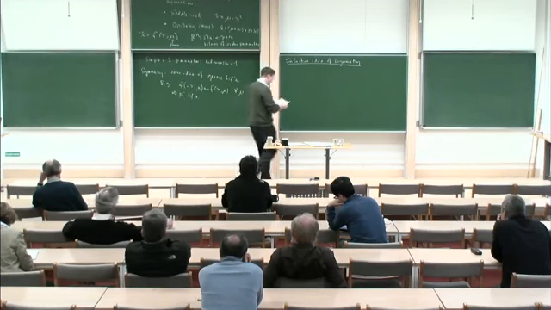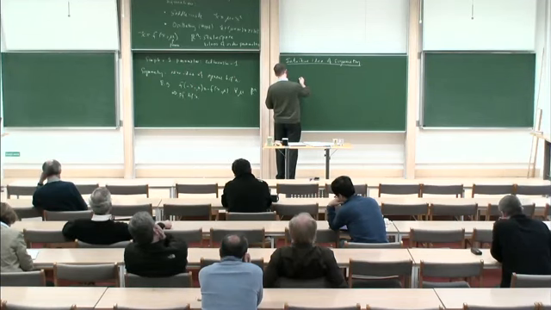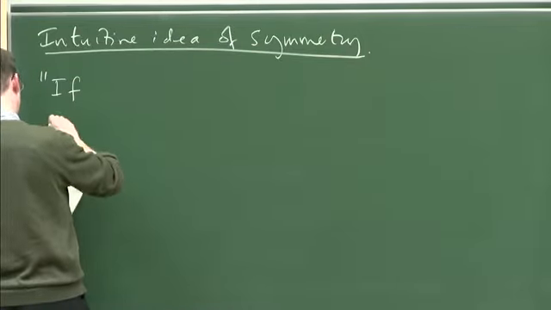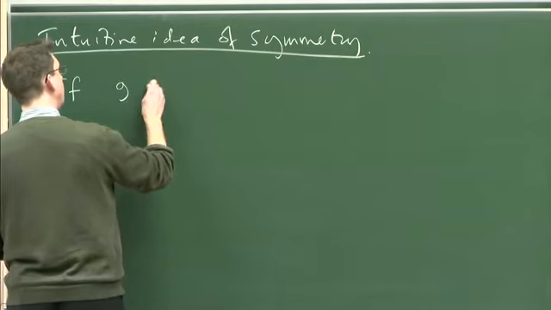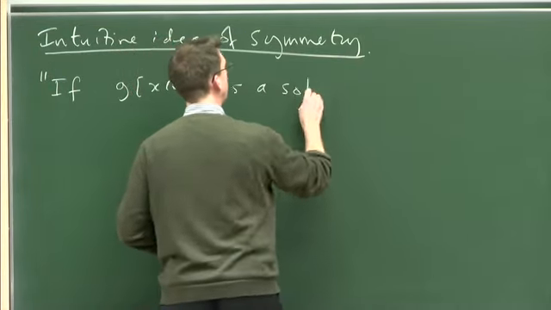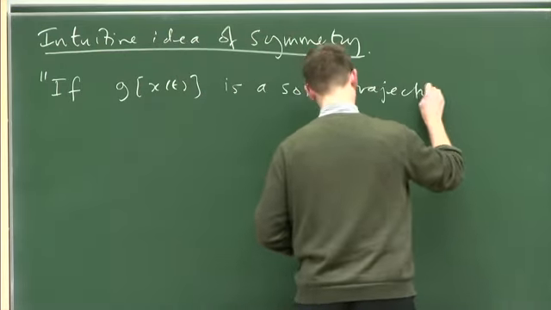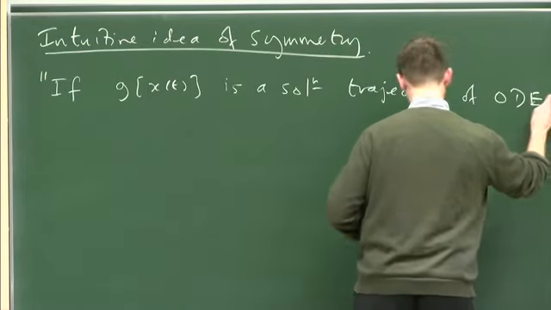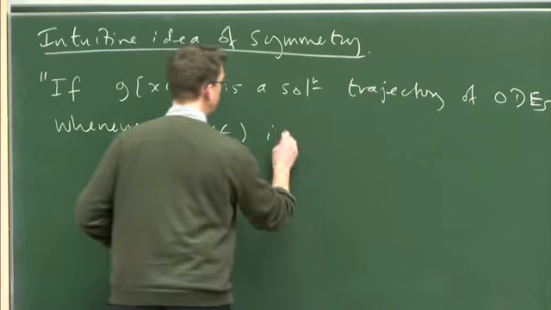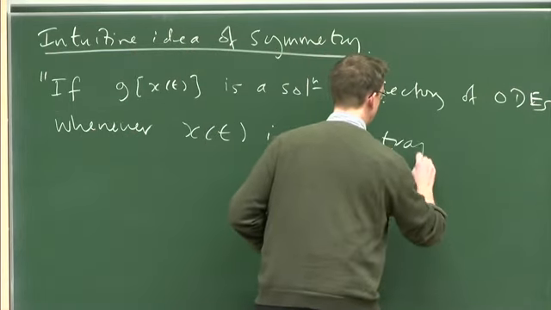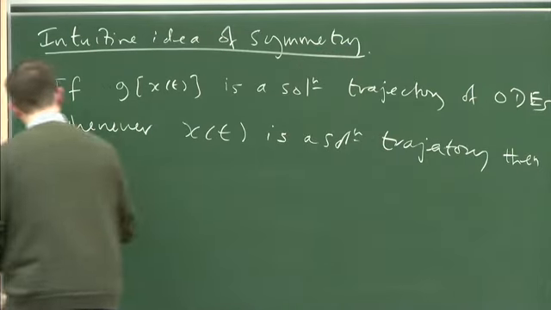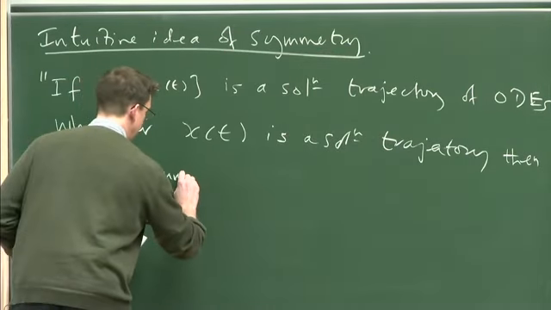So an intuitive idea of what a symmetry would mean would be some kind of informal statement like the following. G of x of t is a solution trajectory of my ODEs whenever x of t is a solution trajectory, then G is a symmetry.